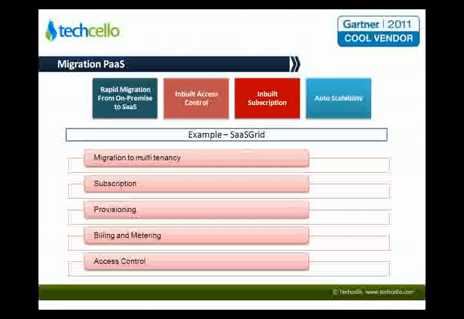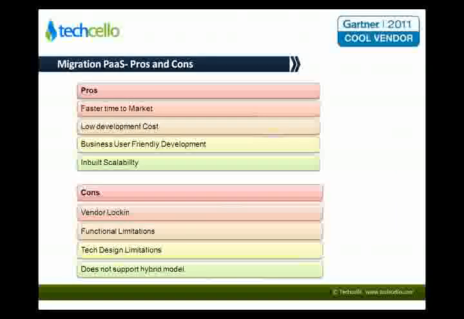It also has other functionalities that are typically needed for a SaaS product, like subscription and inbuilt access control management and so on. The advantage of it is obviously the faster time to market. You don't have to really spend a lot of time redeveloping your entire solution, assuming you already have an on-premise product. So the development cost or the transition cost is also going to be lesser. And there is an inbuilt scalability, which means that once you have taken it to the PaaS, it completely takes care of your load. But the disadvantage, the biggest disadvantage here, is the vendor lock-in.